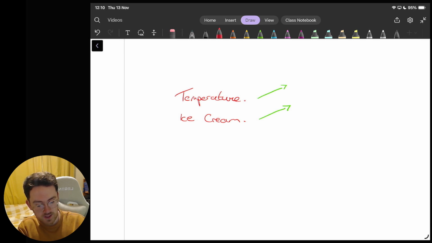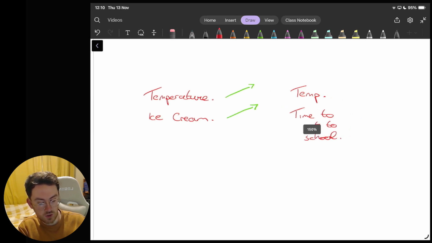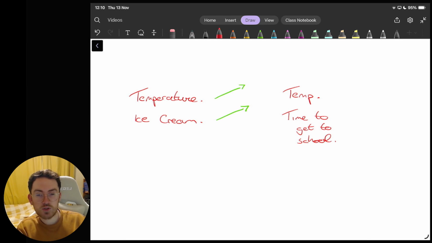We could have other things. Let's stick with temperature, but let's say we look at the temperature each day and the time to get to school. We're looking at what temperature it was each day and how long it took you to get to school. There could well be a relationship between the two. Perhaps if the temperature is good, you walk to school, and if the temperature is not good, you get the car to school. That would be a very clear relationship between the two.